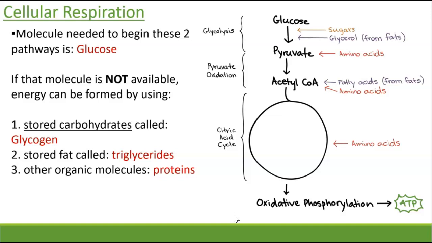So there are pathways that allow the stored carbohydrate called glycogen, stored in your muscle cells, to be used. It's many, many glucose, thousands of glucose bonded together. That can be broken apart, and glucose can be retrieved from stored carbohydrate. Also, stored fat is a source for cellular respiration in the form of triglycerides. And then other organic molecules can be used in the cellular respiration reaction. A great example of that would be proteins, which can be broken down into amino acids, and then the amino acids can be used as a source of fuel for cellular respiration.